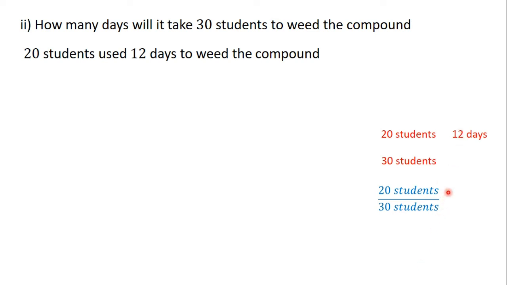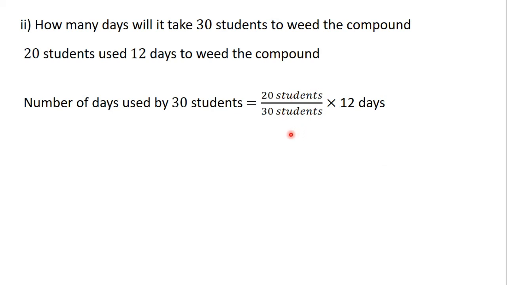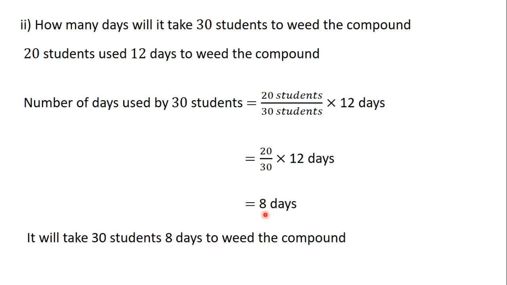Then we will multiply it by the number of days, so times 12 days. So the number of days used by 30 students will be equal to 20 students divided by 30 students times 12 days. Students and students will cancel out. So you have 20 divided by 30 times 12 days. And this is equal to 8 days. So it will take 30 students 8 days to read the compound.